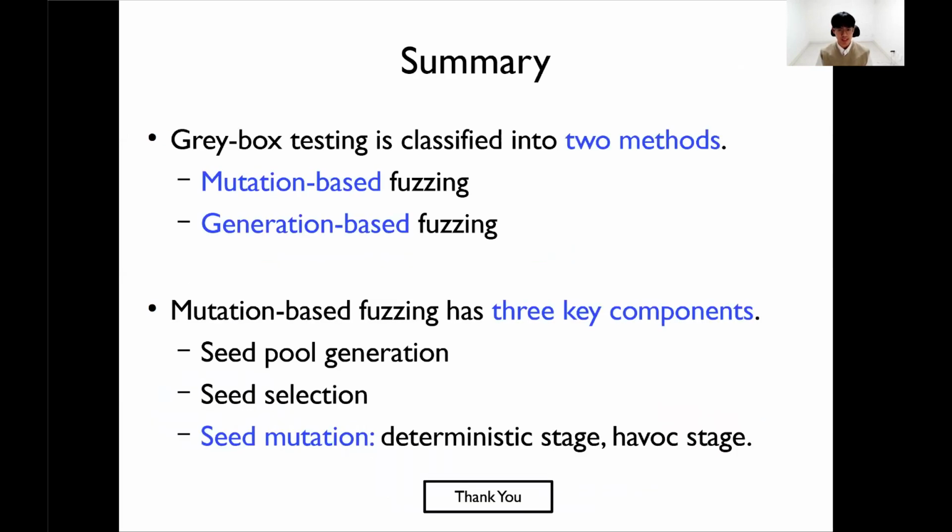Okay, let's sum up this lecture. Today, we have learned about gray box testing, which is classified into two major techniques, mutation-based fuzzing and generation-based fuzzing. In particular, we focused on learning mutation-based fuzzing, which has three components: seed pool generation, seed selection, and seed mutation. And seed mutation consists of deterministic stages and Havoc stages as well.